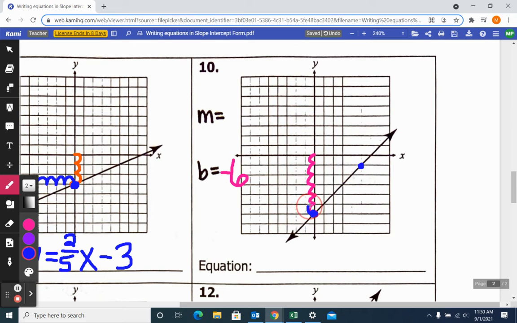Now count from point on the left to point on the right. So this one goes up 1, 2, 3, 4, 5. Over 1, 2, 3, 4, 5. So 5/5 reduces to what? 1. So let's write our equation. So it's y equals, do I have to write 1? No. I can just write x because that means there's a 1 right in front of it. And then what's your b? -6.